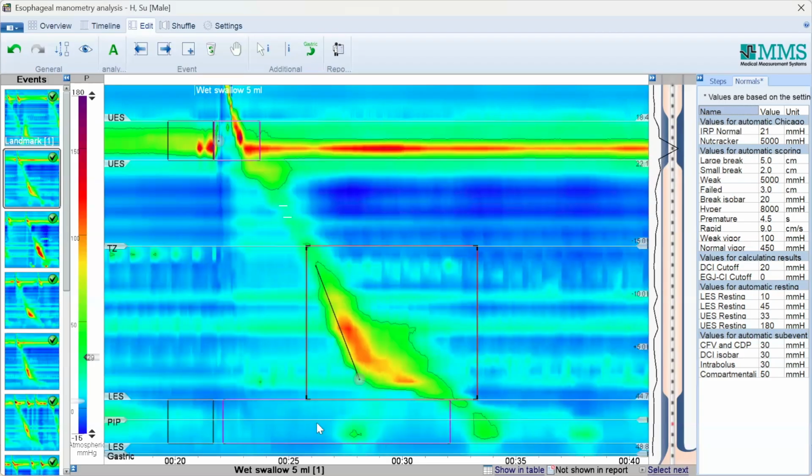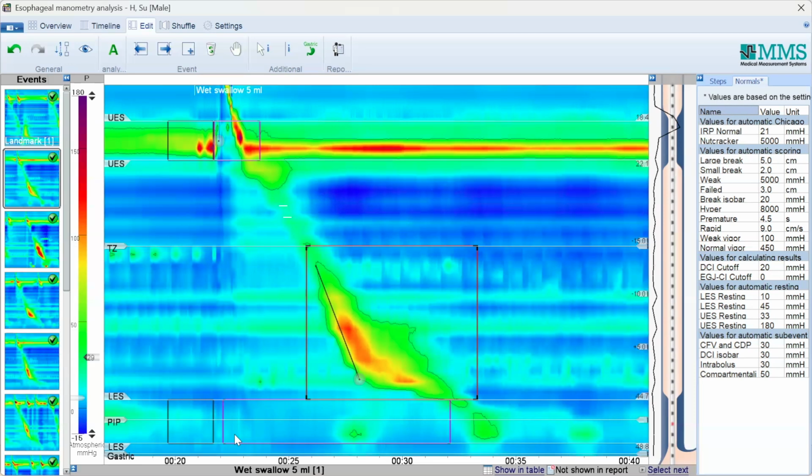And there is contraction, there is peristalsis here. That means we have outlet outflow obstruction. So that means we have obstruction in the LES. So that means the LES is not relaxing.